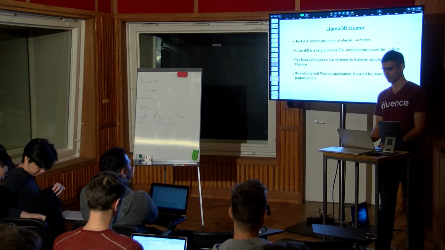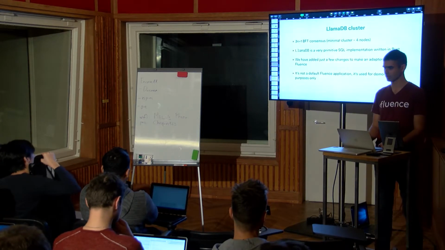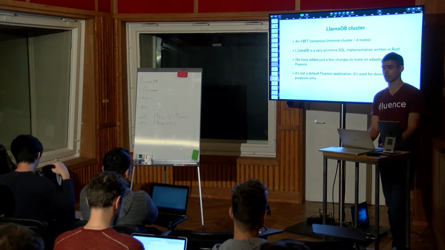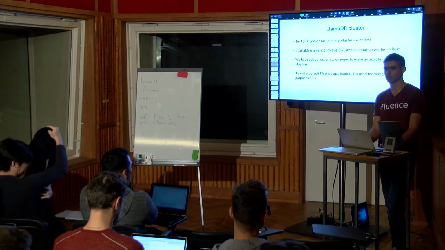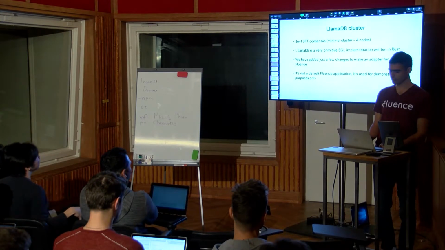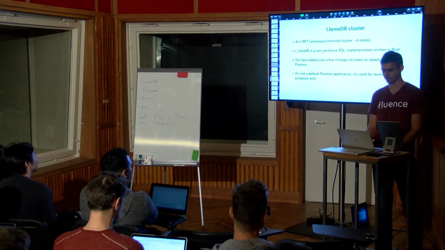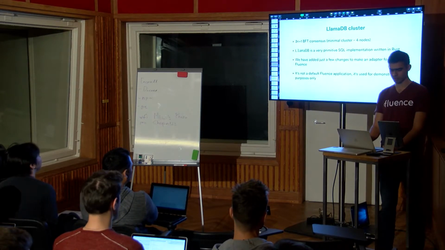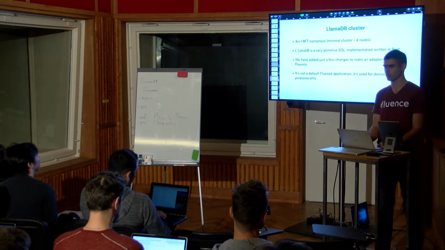Here we have a LlamaDB database. It's a very primitive SQL implementation written in Rust. The last commits were made about 2 or 3 years ago to this database. We have forked it and added just a few changes to make an adapter for Fluence. This adapter will later be released as an SDK. And I should mention that it's not a default Fluence application. It's used for demonstration purposes only, and you can run arbitrary code with Fluence.